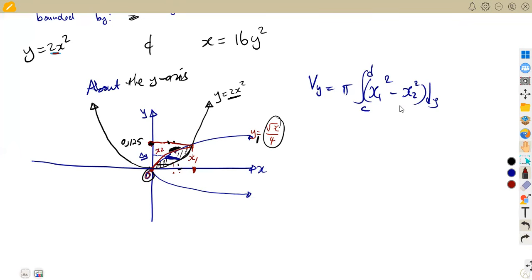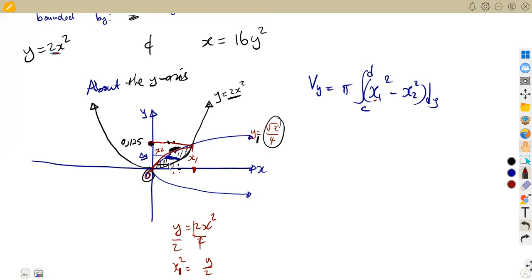As you can see, we need x1 from this equation of y is equal to 2x squared. We have to make x the subject there. If y is equal to 2x squared, we divide by 2. That means x squared is equal to y over 2. You can even leave it like that because here we need x squared. So we now know that we've got x1 squared, which is y over 2.